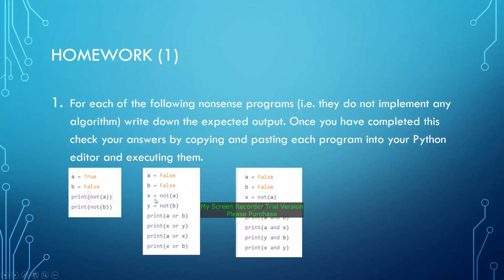Okay, so if we print A or B, A is false and B is false. So one of them has to be true for this to print true. A is false and B is false, so both A and B are false. So this will return false. All right. X or Y?